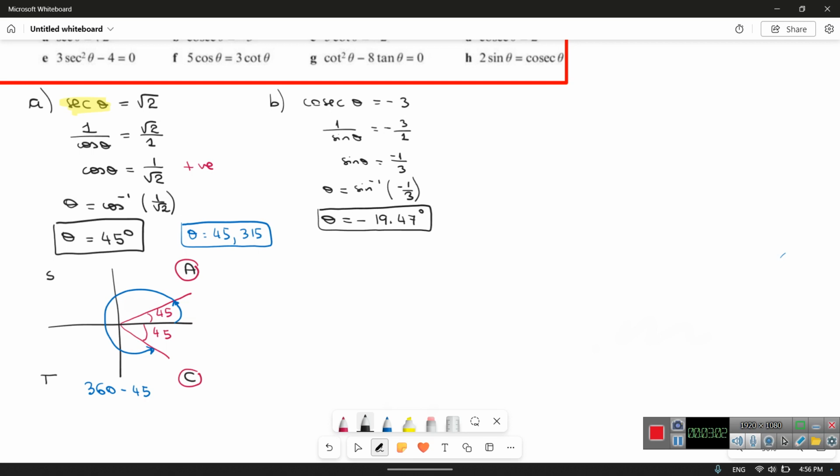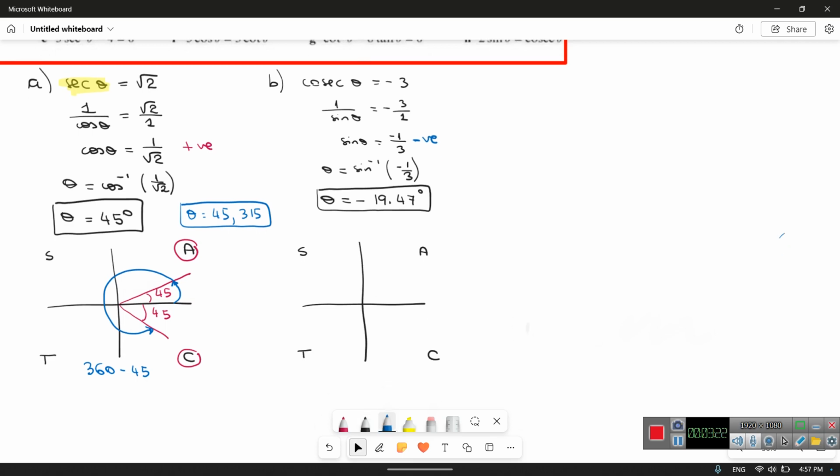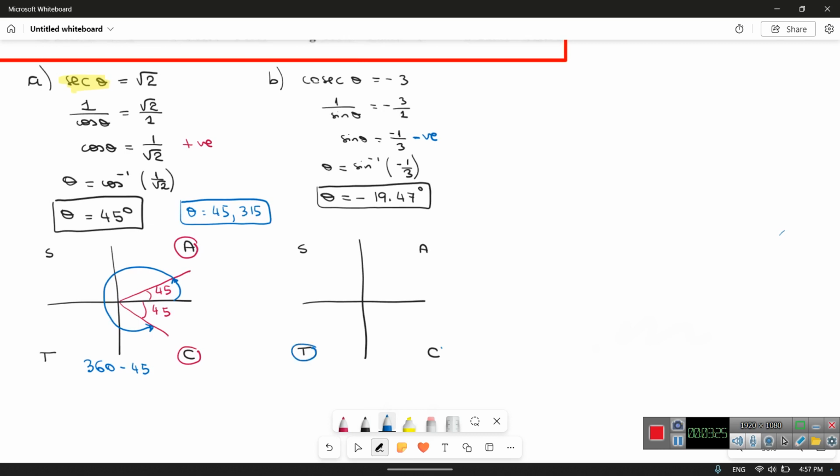Now I would really like to use all my quadrants and I need to read where sine is negative. So if we do the quadrants, we have all, sine, tangent, and cosine. We would like to read where sine is negative. So sine is negative in the third and the fourth quadrant. The angles with the horizontals will be 19.47 as well as 19.47. We would like to read all our values between 0 and 360.